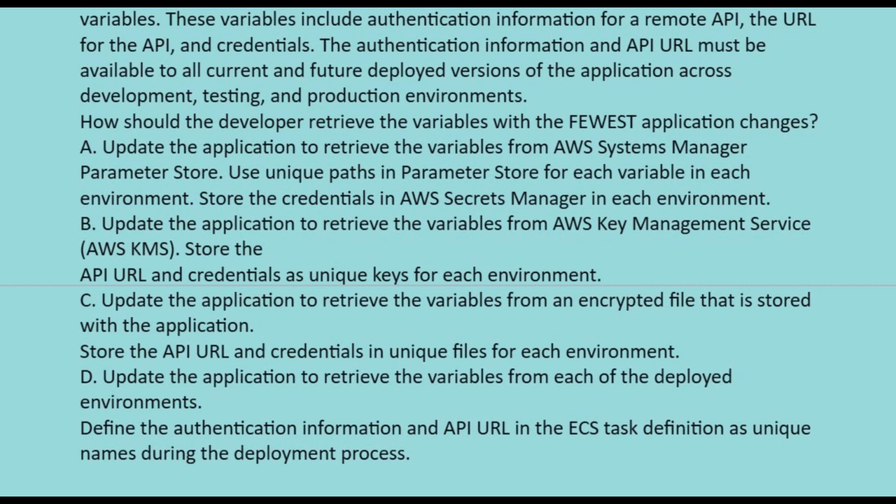Option C. Update the application to retrieve the variables from an encrypted file that is stored with the application. Store the API URL and credentials in unique files for each environment. Option D. Update the application to retrieve the variables from each of the deployed environments. Define the authentication information and API URL in the ECS task definition as unique names during the deployment process.